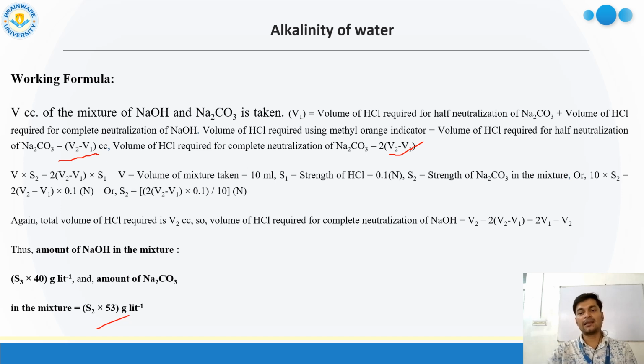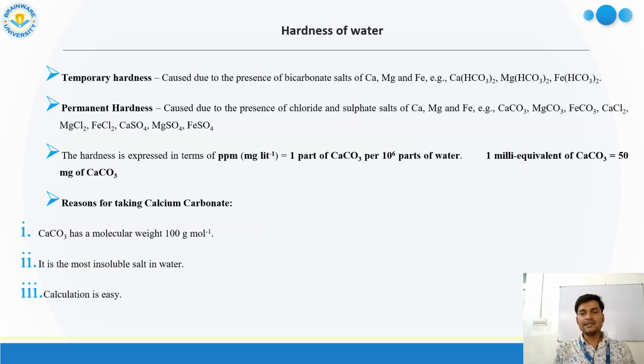So this is alkalinity, and this alkalinity should be within the limiting value. More than that, the water will not be drinkable in nature. So this is the alkalinity of water. Another thing we have already discussed, another chemical parameter, is hardness.